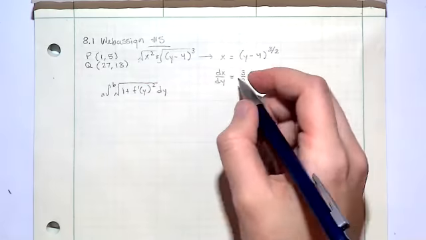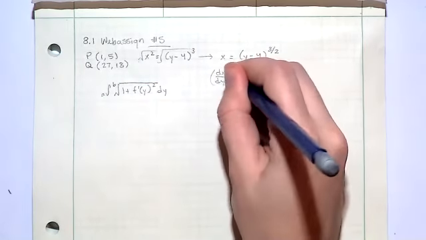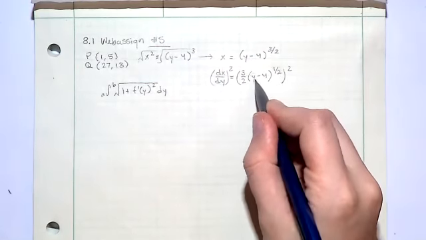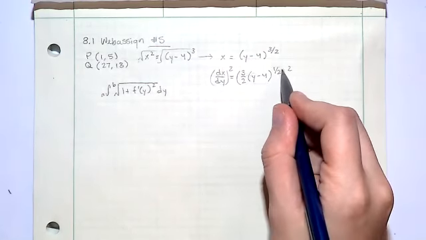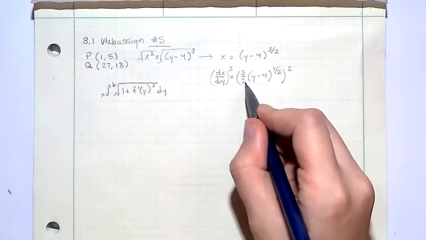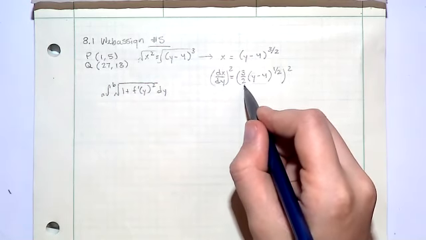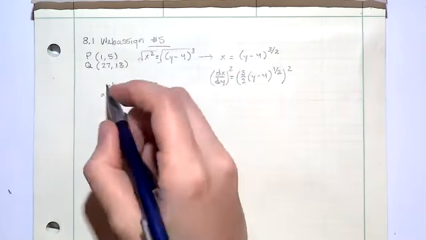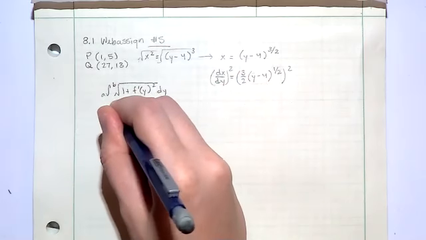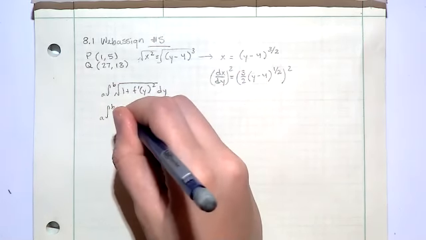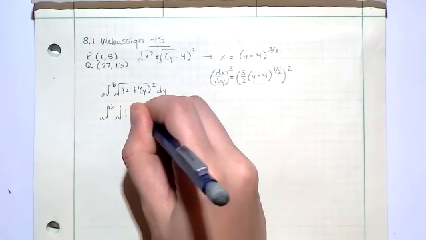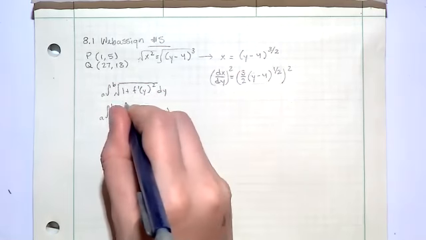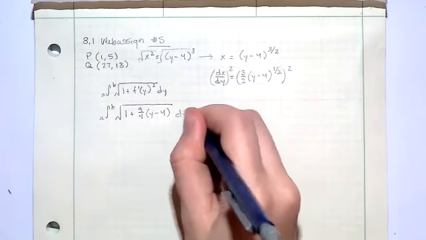So if we square this 1 half term, the y minus 4 will just be a y minus 4, that exponent will go away. And then the 3 halves will be squared, so that'll become a 9/4. So that means that we will have the integral from a to b of the square root of 1 plus 9/4 times (y minus 4), and then a dy.